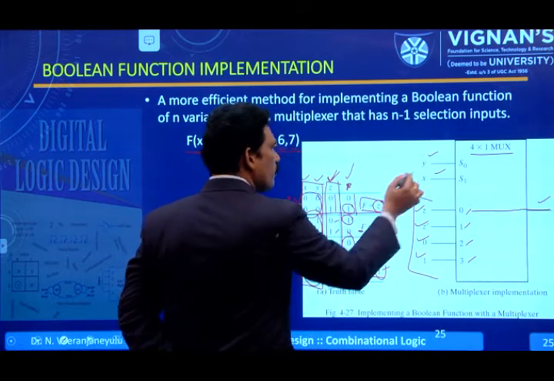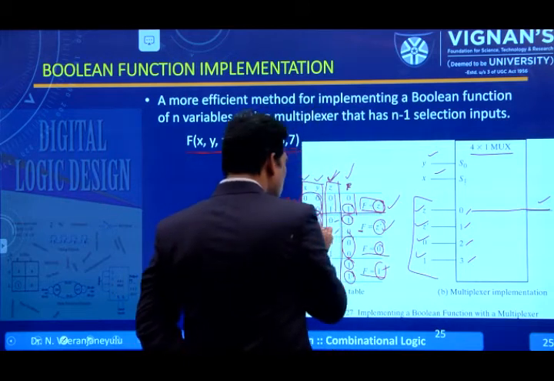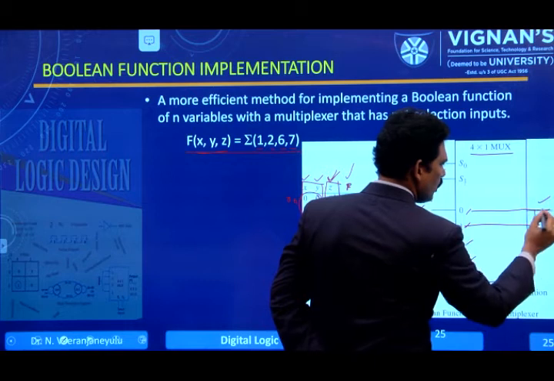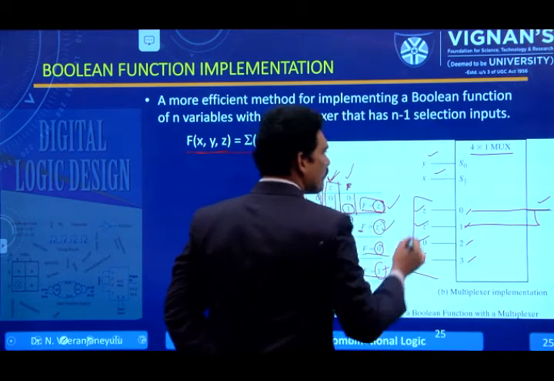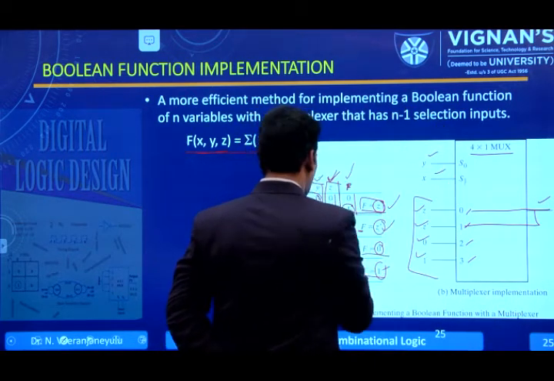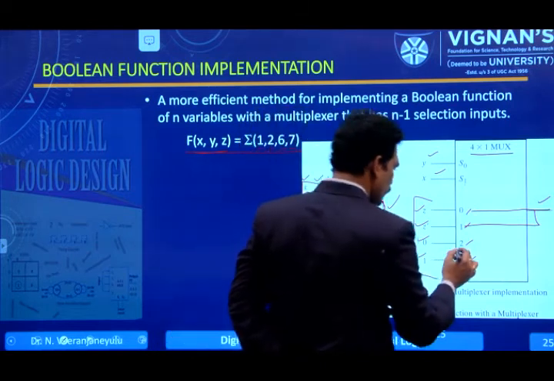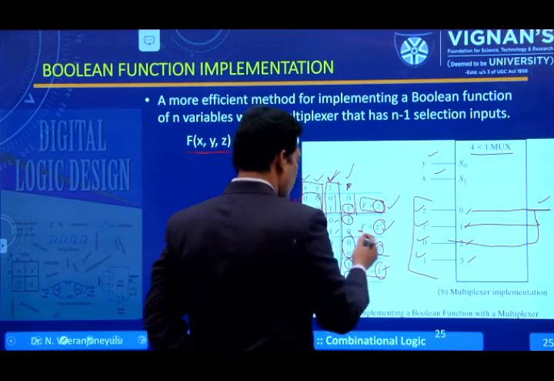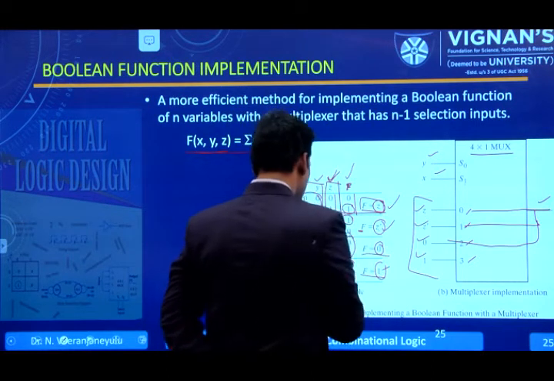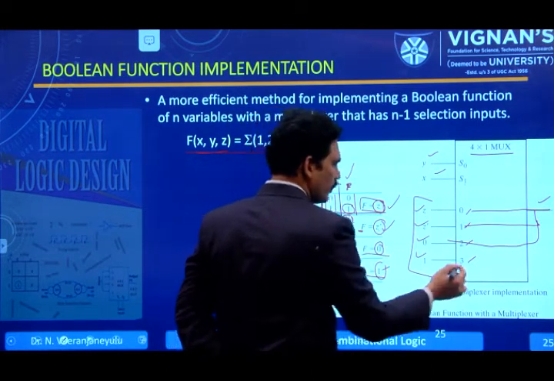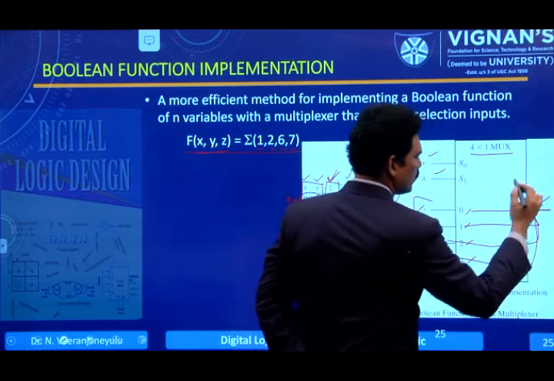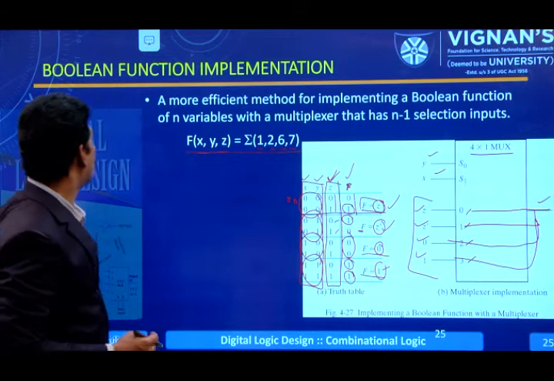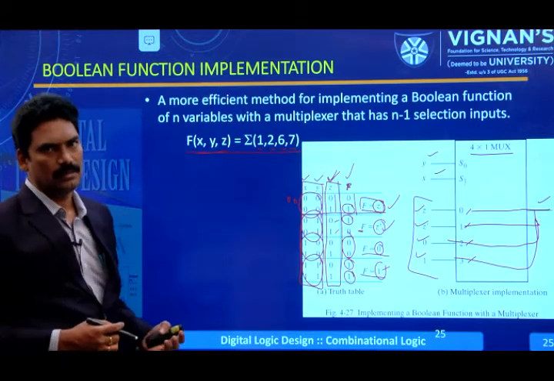If the values of S0 and S1 are 0, 1, F is equal to z bar. If the values of S1 and S0 are 1, 0, then F is directly 0. And if the values of x, y are 1, 1, then F is equal to 1. This is the implementation of the Boolean function.